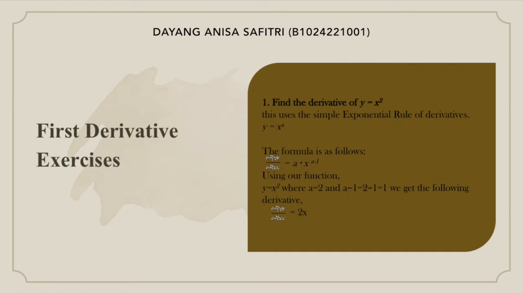Using our function, y equals x to the 2, where a equals 2 and a minus 1 equals 2 minus 1 equals 1. So we get the following derivative: dy divided by dx equals 2x.